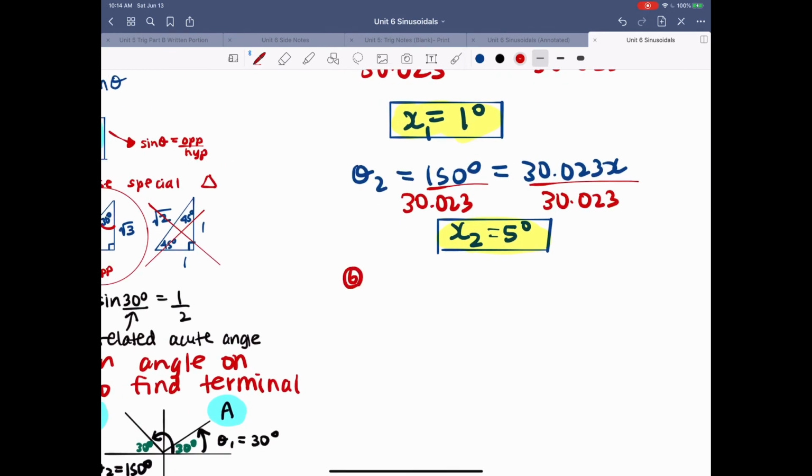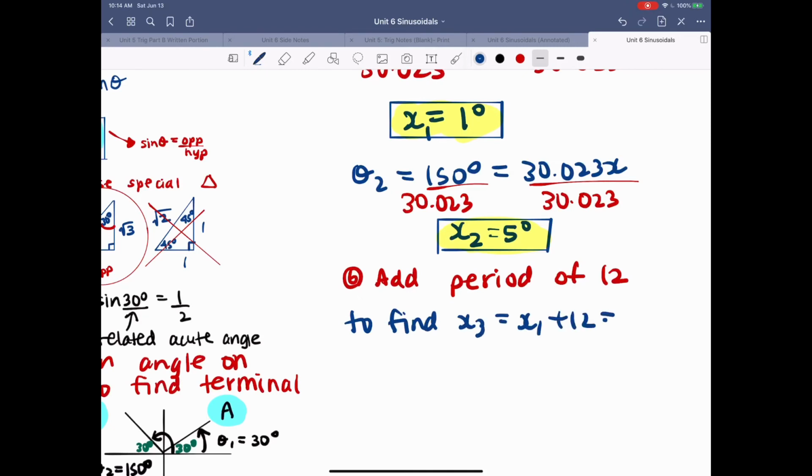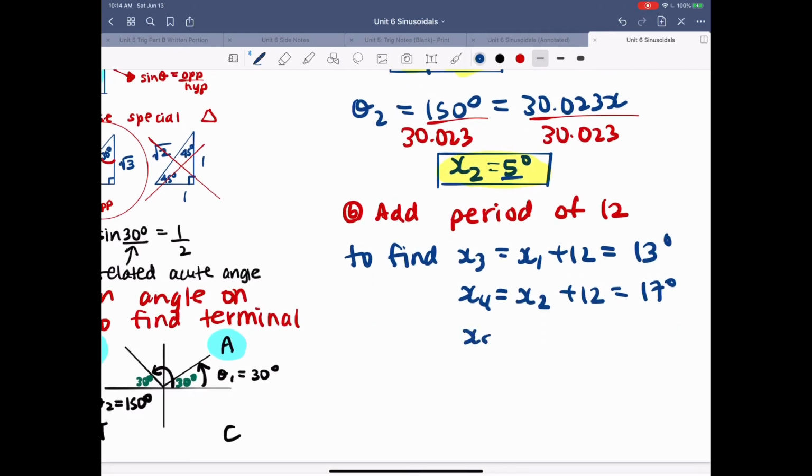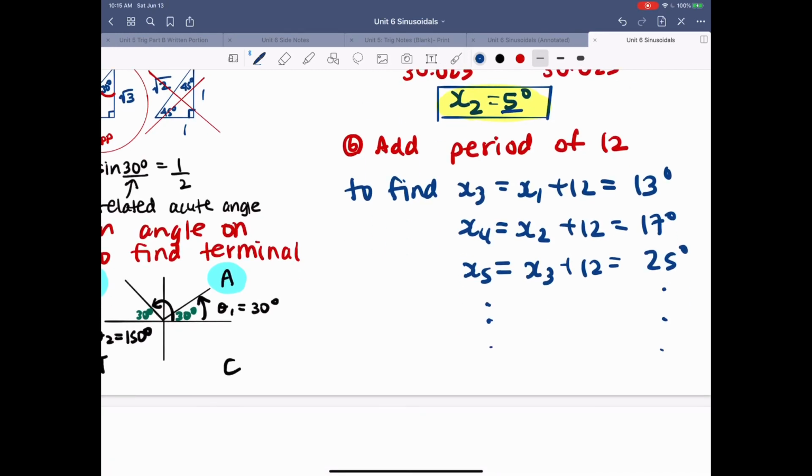step of where you're adding the period of 12. And so it's going to look like, well, to find x3, you're doing x1 plus 12, and I'll get 13. Well, x4, I could do the previous one, the x2 plus 12, and I'll get 17 degrees. And then maybe for my x5, I can go back to my x3. So I do x3 plus 12, and I get 25 degrees. And you can keep on going if needed.